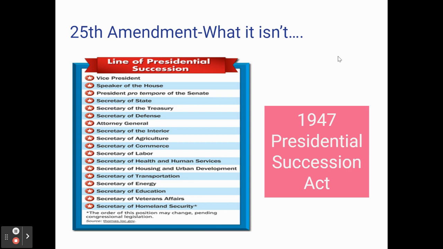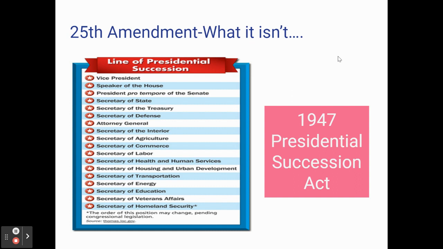Okay, this video focuses a little bit on what the 25th Amendment isn't and what it is. So let's start with what it isn't first. A lot of people think that it establishes the order of presidential succession, which is a fancy way of saying who takes over for who if the people in front of them are unable to serve as president. There's an order. That was actually established in 1947 by the Presidential Succession Act.